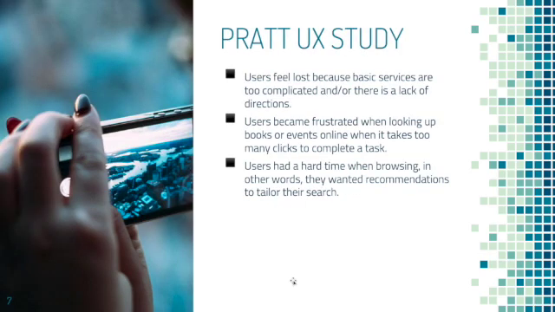So I came across this really interesting study done by Pratt UX design students in 2018, and the study was done in a local public library. They did an environmental scan and interviewed some patrons and found that the users had the following concerns. Users feel lost because basic services are too complicated and there's a lack of directions. Users became frustrated when looking up books or events online because it took too many clicks to get to the resource, so there were too many discovery layers. And users had a hard time when browsing. In other words, they wanted recommendations to help them tailor their search.